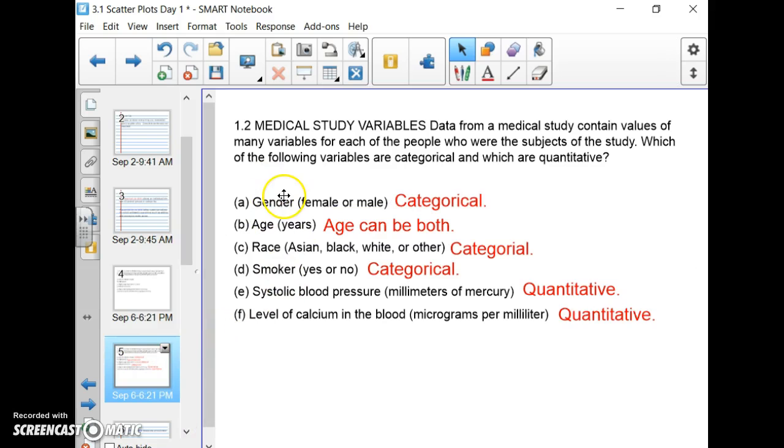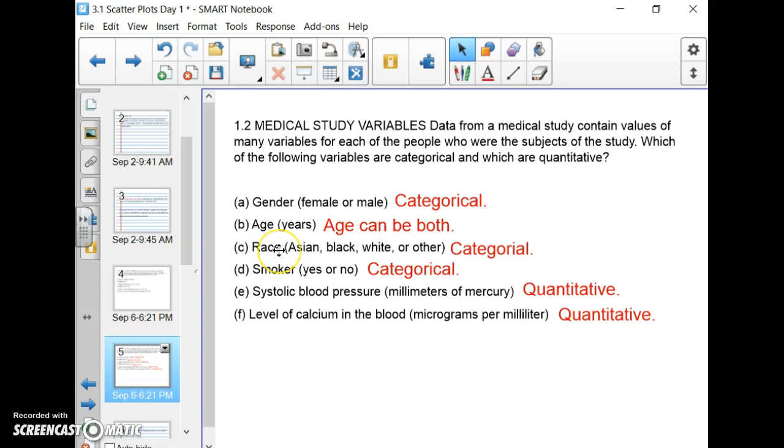basically, gender, male or female, those are 2 different groups or categories. It's categorical. Now, age was a bit of a discussion. Age can be both. Age can be a category because you could potentially create groups based off of age. So that could be categorical, but age is also a number, so it can also be quantitative. It really depends on the context of the problem itself.